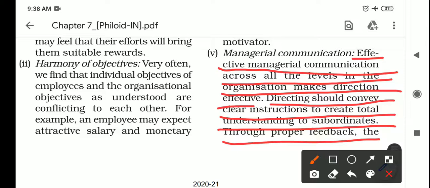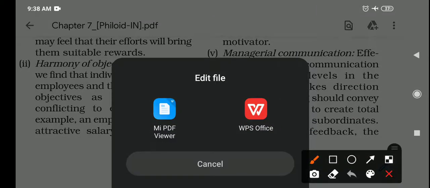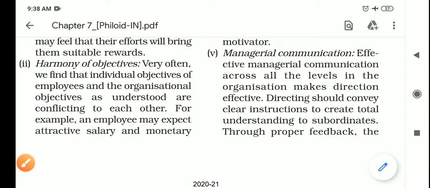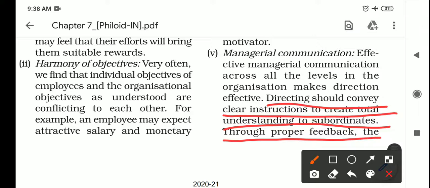Once again, let me tell you what you have to note down. Directing should convey clear instructions to create total understanding to the subordinates through proper feedback. This you have to note down for this point. Let us move further.